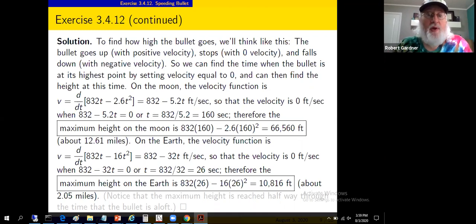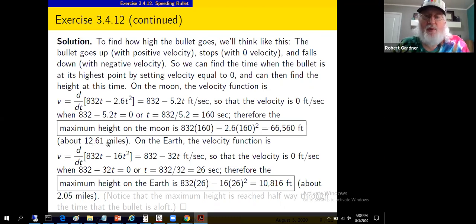How high is it at that point in time? Well, I know when, and I know height is a function of time. Here it is on the moon. So we'll plug t equals 160 in. We'll get 832 times 160 minus 2.6 times 160 squared. This is height. The units will be feet. Crunch the numbers. We get 66,560 feet, which is like 12.61 miles.